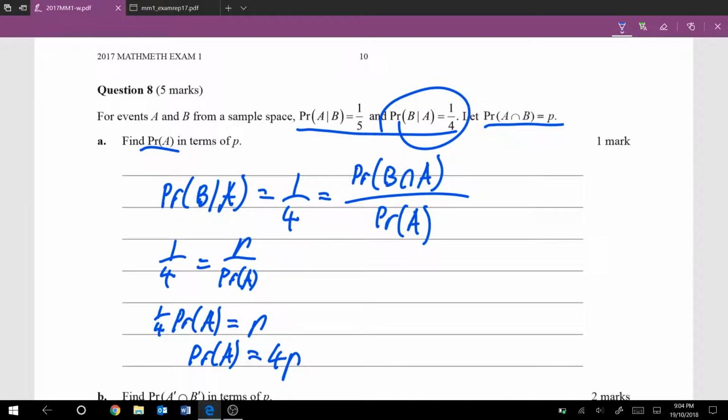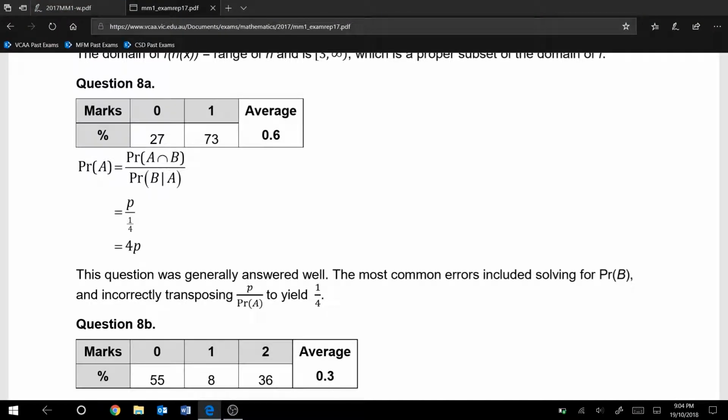So just taking a look at the exam report real quick. Right, 73% got full marks. They decided to manipulate the formula a little bit first and then derive an answer. I subbed in the values and then shifted things around from there. Generally well answered. Most common errors including solving for the probability of B and incorrectly transposing. So that's overall really well done.